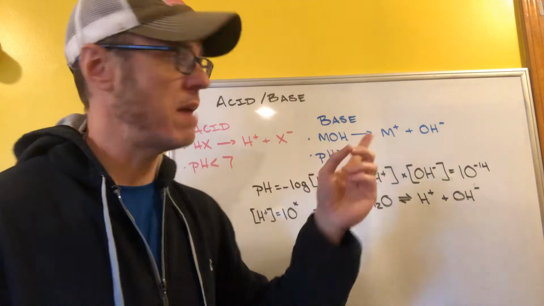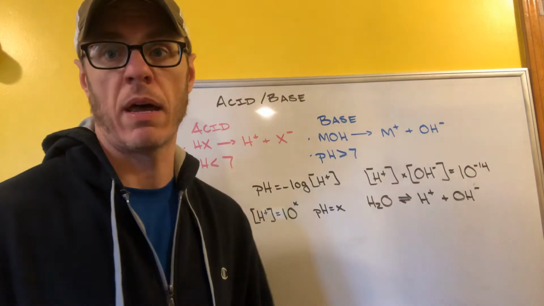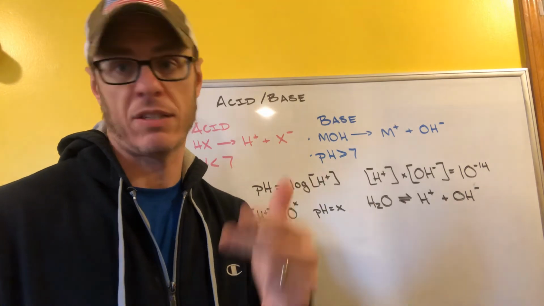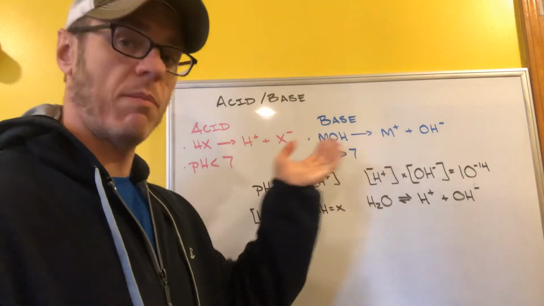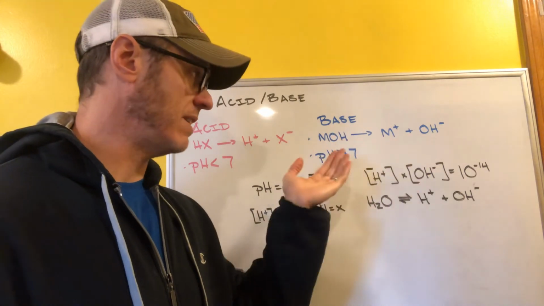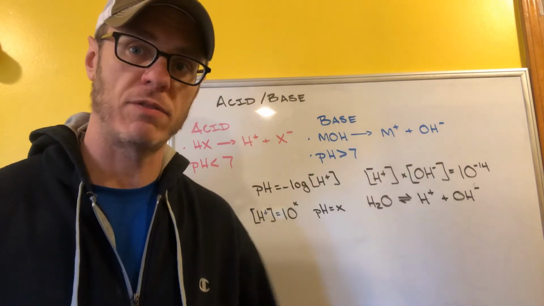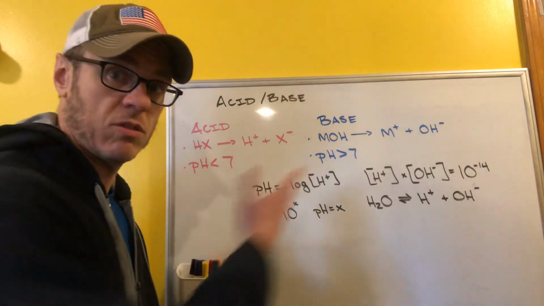Now this metal usually is a group 1 metal: sodium, lithium, potassium, rubidium, and that's pretty much it. They can be other ones as well, but this is what a base is, and the pH for a base is above 7. So this is what an acid is, this is what a base is.